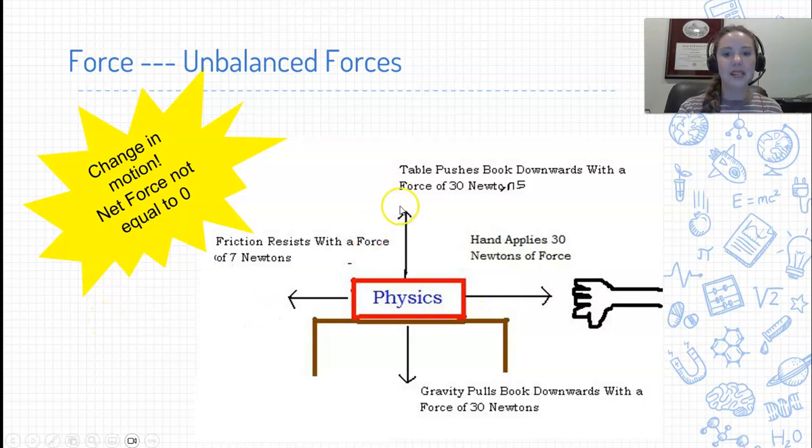Okay, let's say that for some reason the table is not able to apply enough force back onto the book to withstand the force of gravity pulling it down. That table would buckle and we would have an unbalanced force.